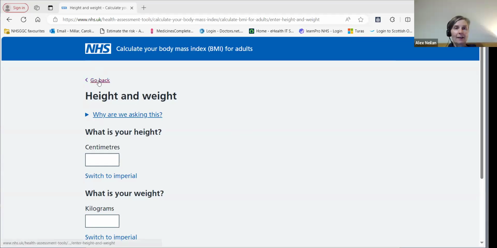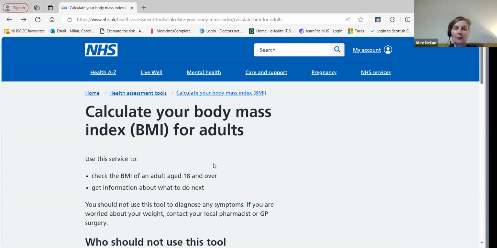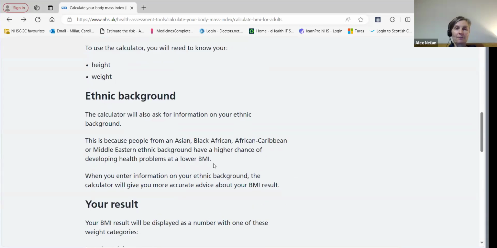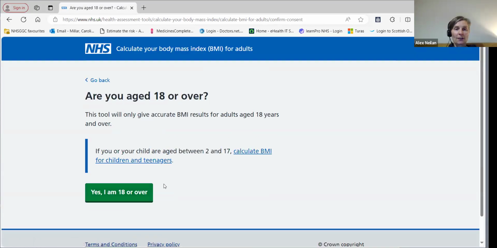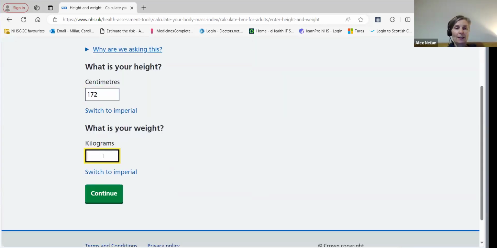Right. So if I go back, essentially, if you just Google BMI calculator, calculate your body mass index for adults. Can't use it in kiddies, shouldn't use it when you're pregnant. Ethnic background's important. We'll come back to that in a wee minute. So start. Yes, I'm over 18. So 172 centimeters, weight in kilograms. I'm going to say 82.